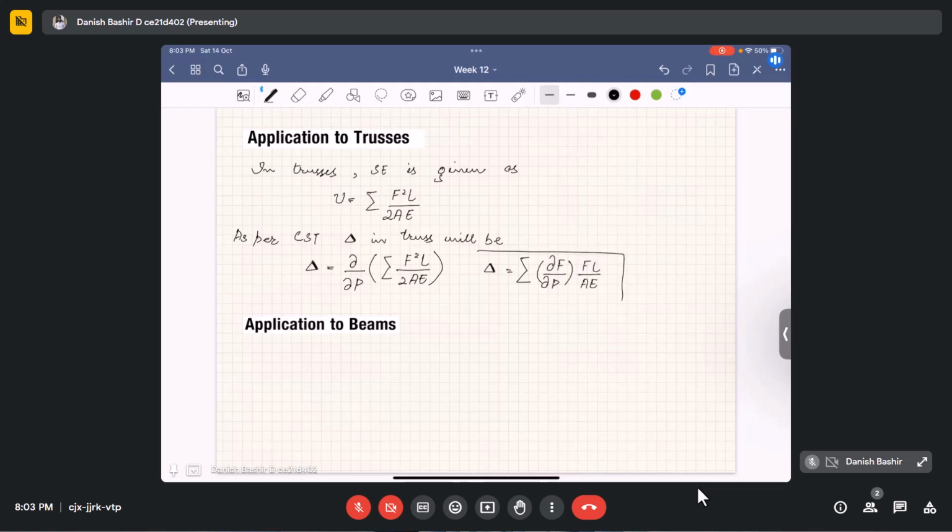So this will be the deflection as per Castigliano's second theorem in our truss structure. It is very similar to the expression of the method of virtual work. If you can see, we have the same thing: F virtual times F real times FL by AE. This was the same thing there also.